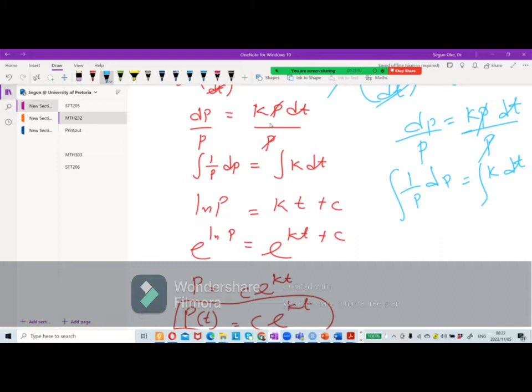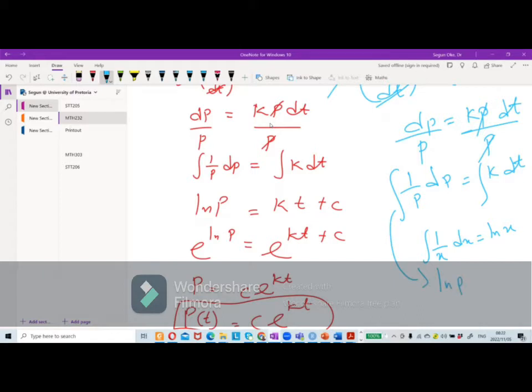So if I want to integrate this one, don't forget from the knowledge of calculus, the integral of 1 over x dx is the same thing as ln x. The same thing happens to 1 over p. The integral of 1 over p is what? Ln p.